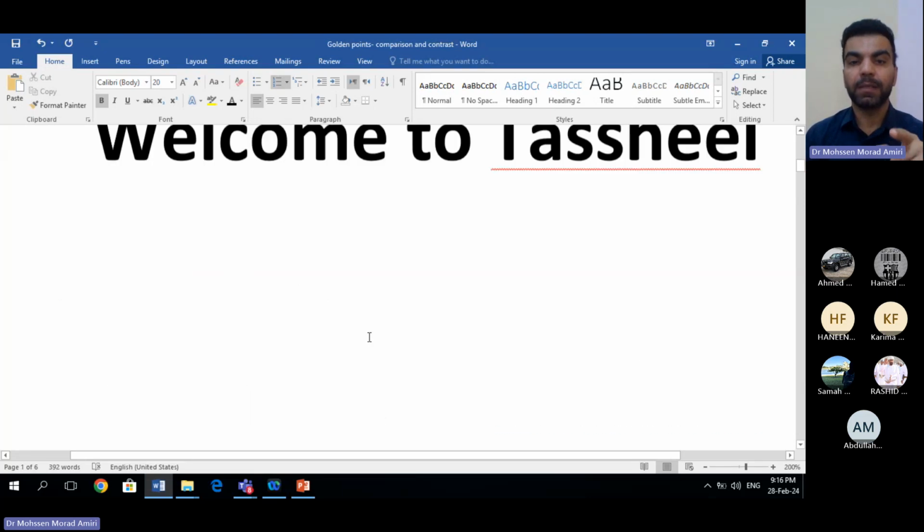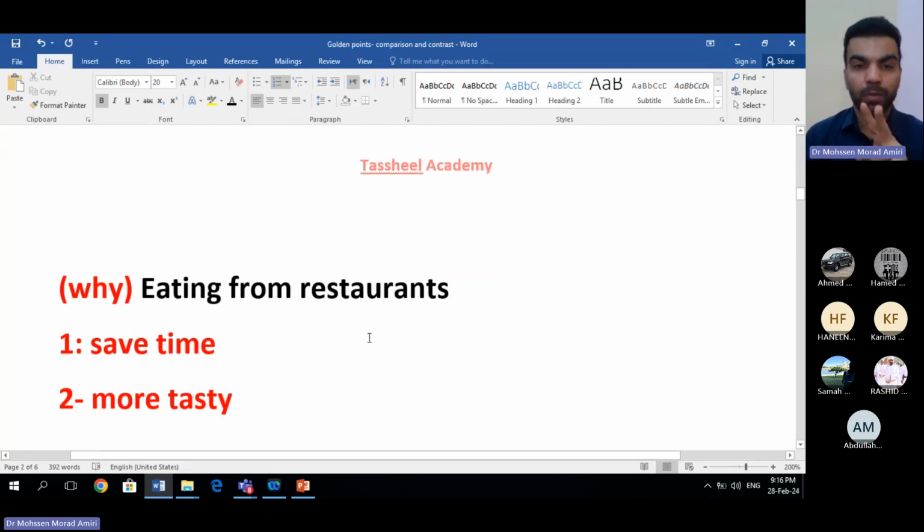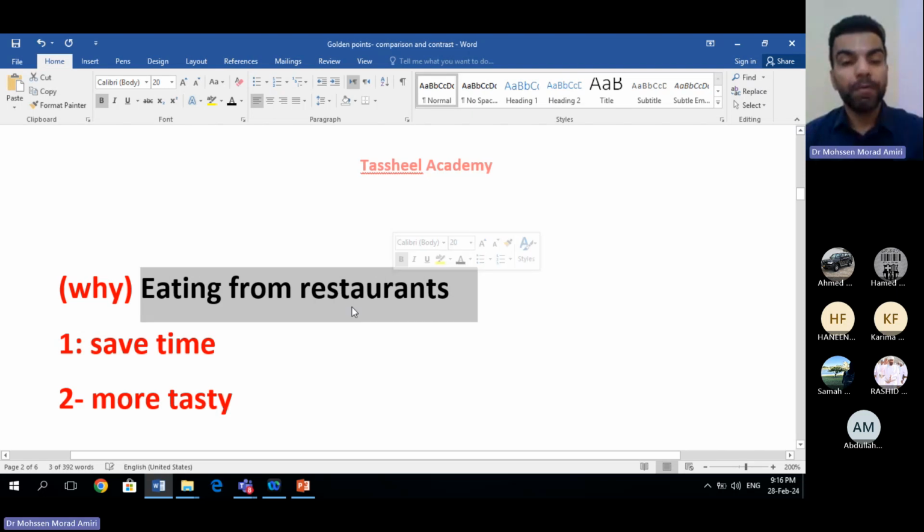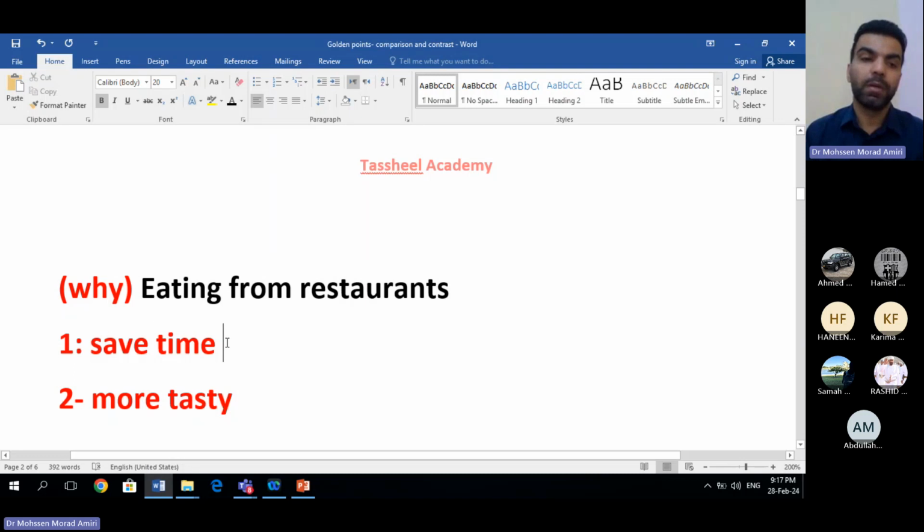We started comparing and contrasting one topic: eating from restaurant. We gave the reasons. We have to brainstorm it first. We should not start writing right away. Point number one, we write the reasons why some people want to eat food from restaurant.